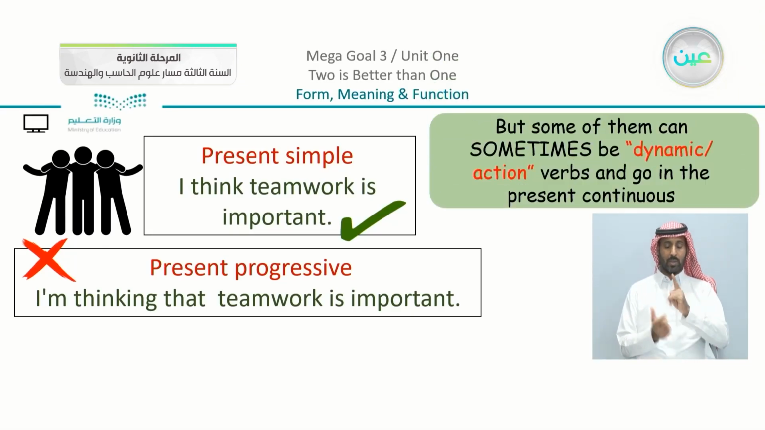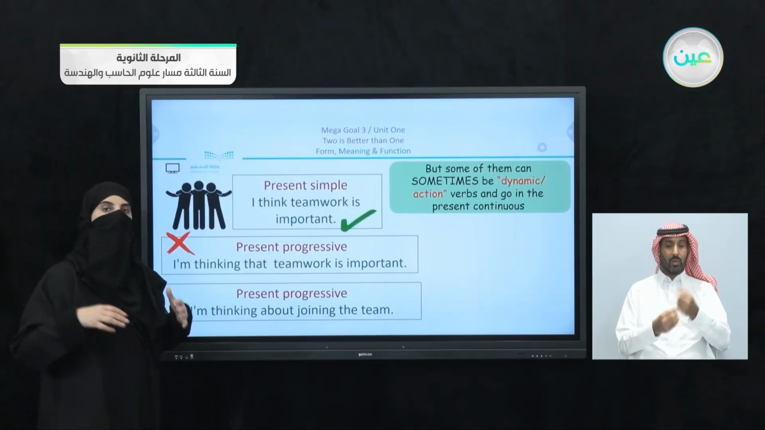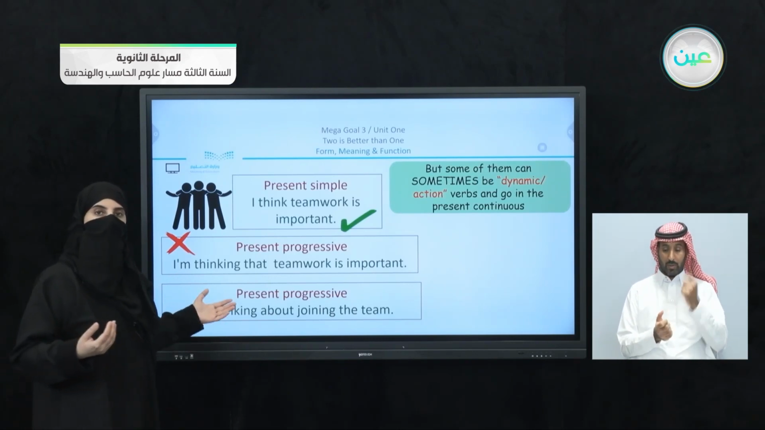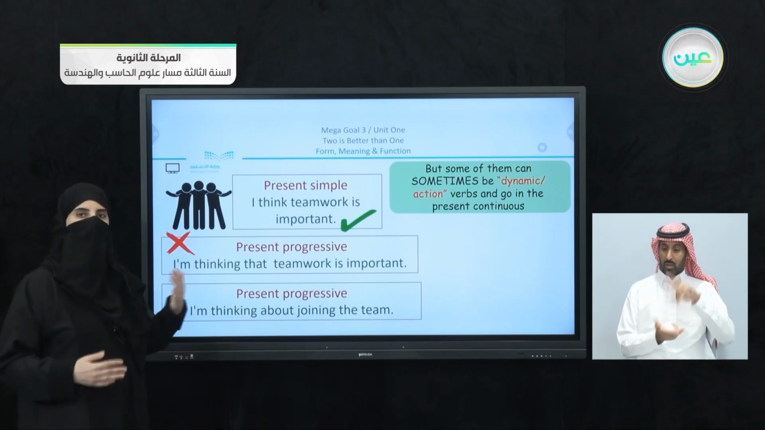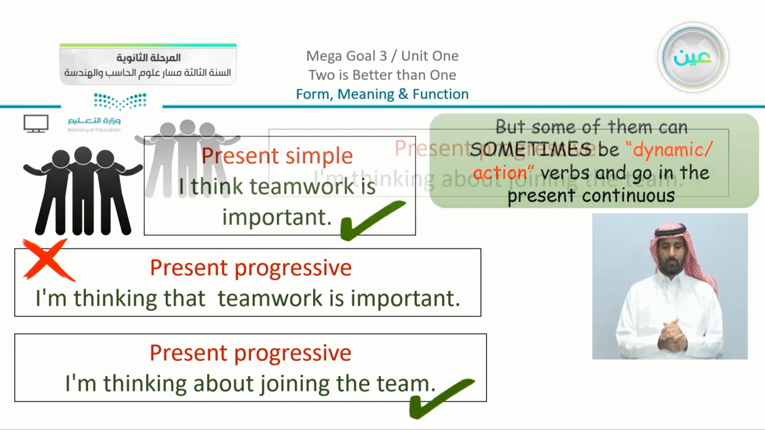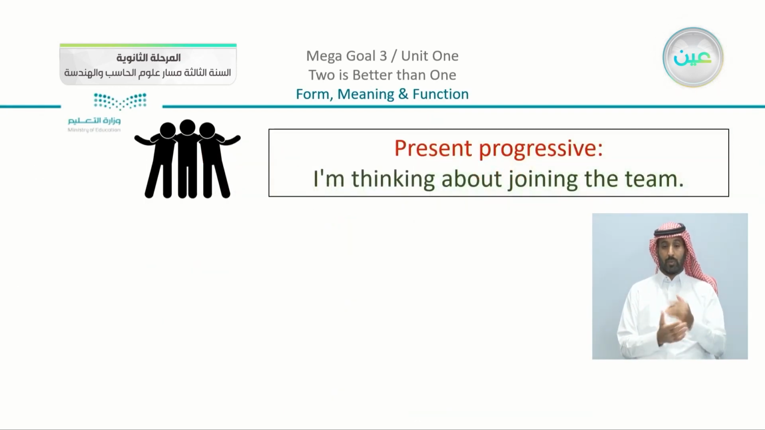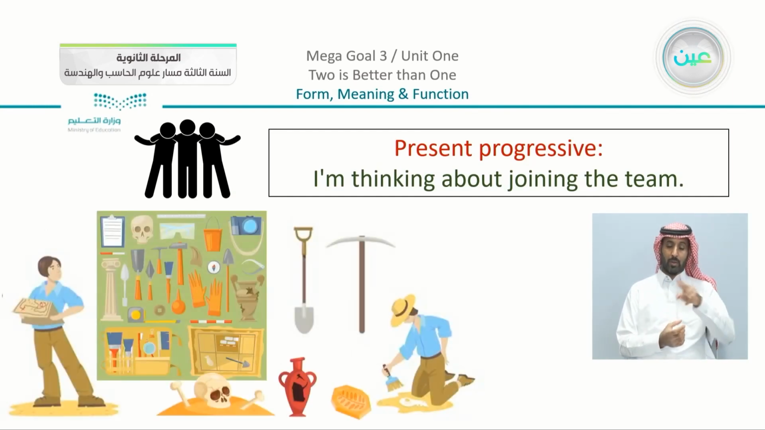But as a note, some of them can sometimes be dynamic or action verbs and go in the present continuous. How is that? I can give an example and say that I'm thinking about joining the team. If I have a sentence like this one, I am thinking, you can see that I used an abstract verb with a present progressive because I turned it into an action or dynamic verb. So since I'm talking about the present progressive, I'm thinking about joining the team. Let's just see this different team here.